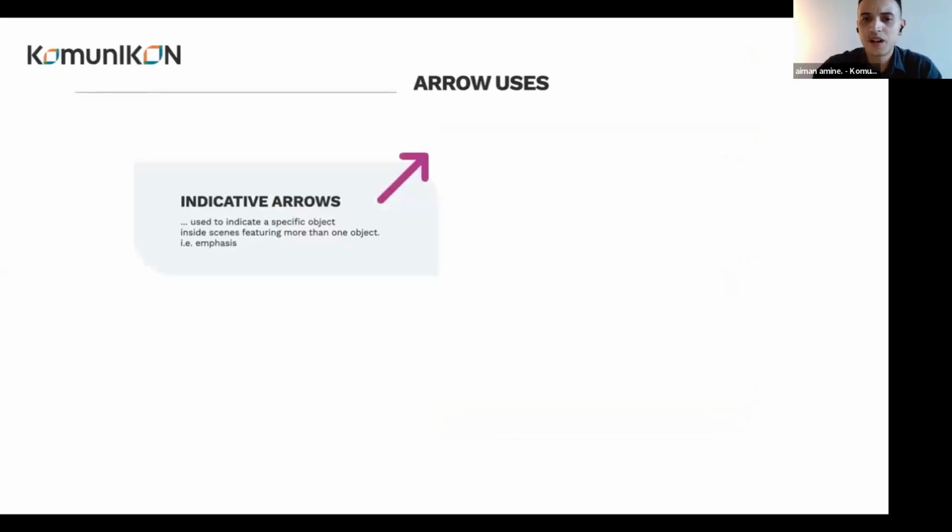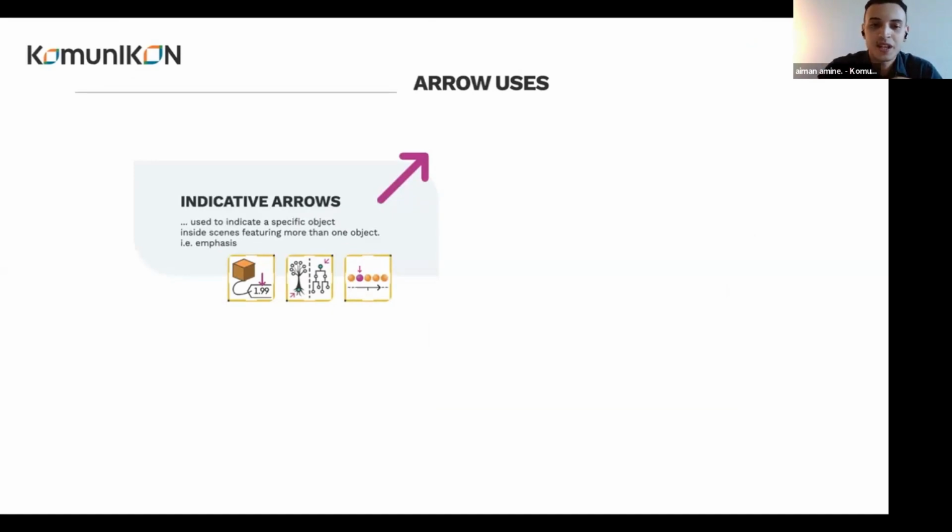Here are some arrow uses. We have the first type, which is indicative arrows. They are used to indicate a specific object inside the scene, featuring one or more than one, sorry. So here, the first icon to the left is the icono for price.